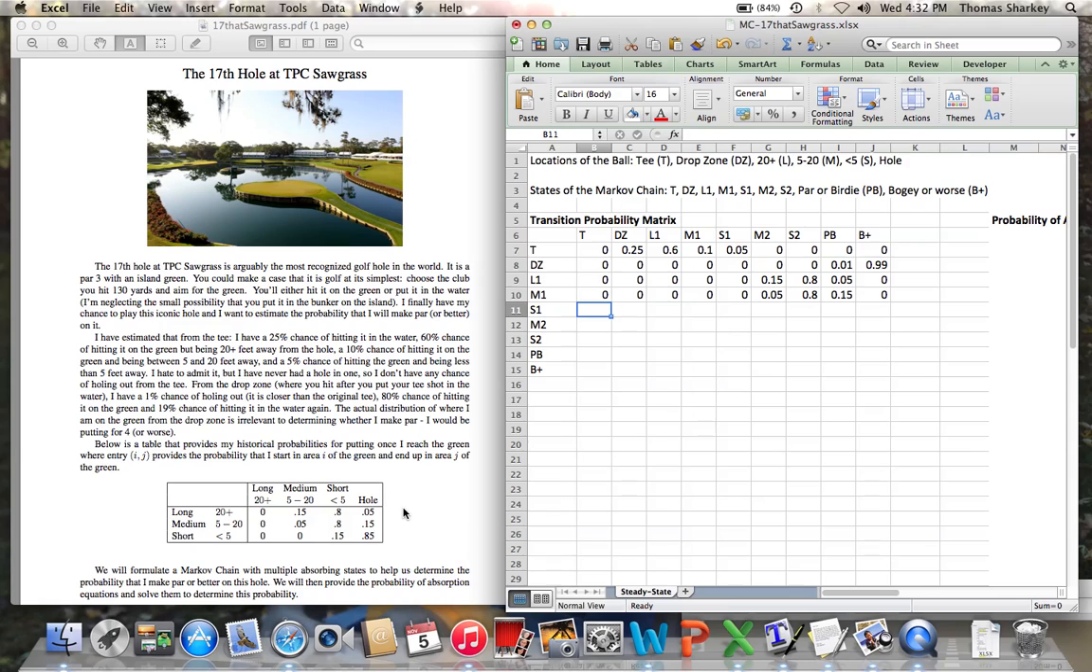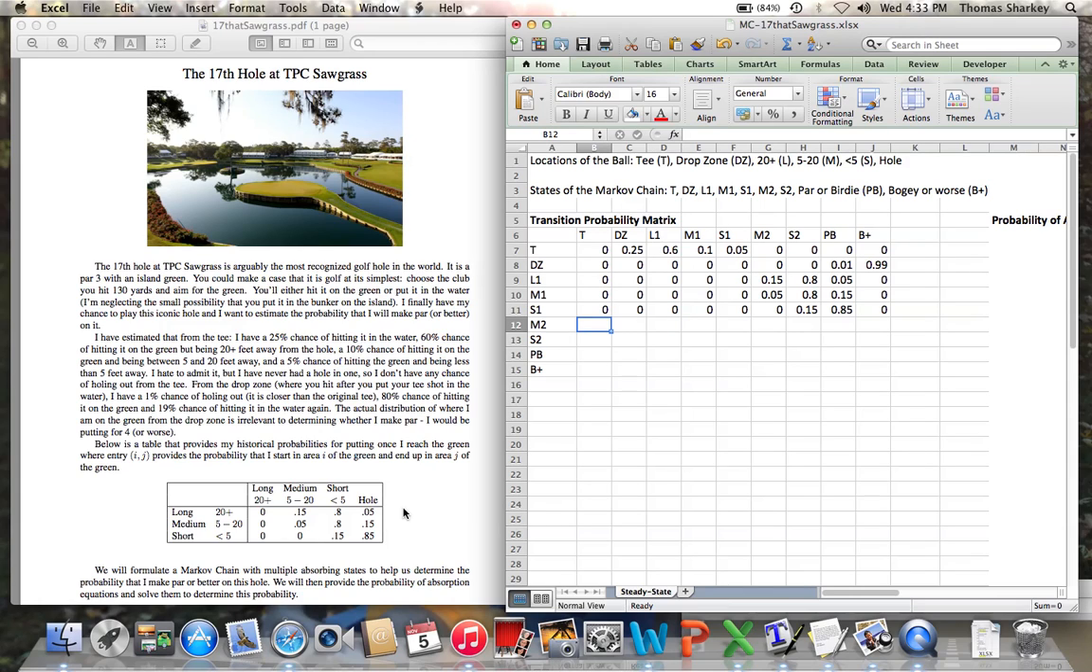So for S1, basically I end up with zeros again. I cannot go from a short distance away from the hole to a medium distance. Then 15% of the time I end up a short distance away, and 85% of the time I end up a long distance away. And then 0% of the time I transition to the bogey or worse state, because again, I'm hitting my second shot from S1, and I still have an opportunity to hole out in 3 or fewer shots.